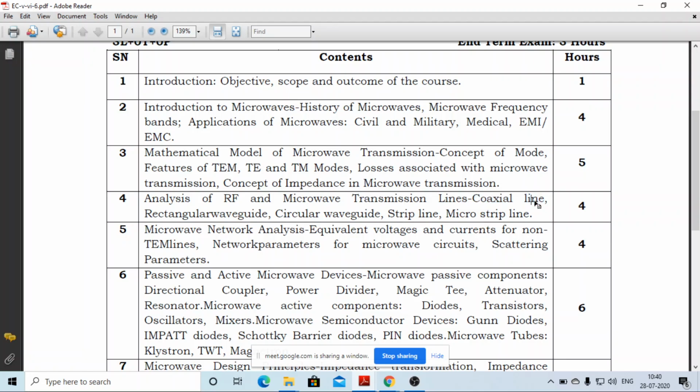After coaxial line, we will move on to the rectangular waveguide and circular waveguide, and then various types of fabricated transmission lines, which can be easily fabricated on a simple machine, called the strip line and micro strip line. So we will discuss these four topics in detail: rectangular waveguide, circular waveguide, strip line, and micro strip line.